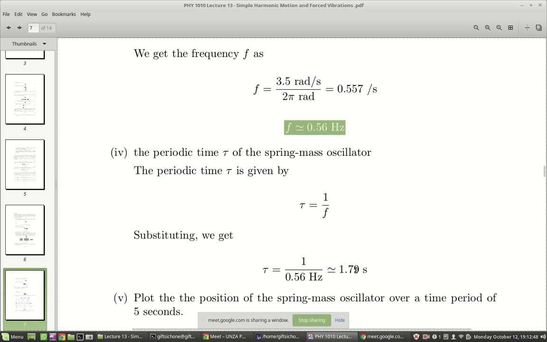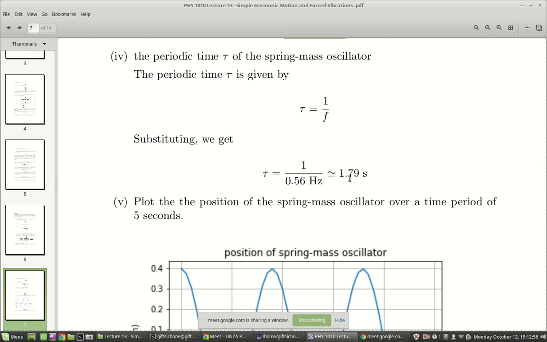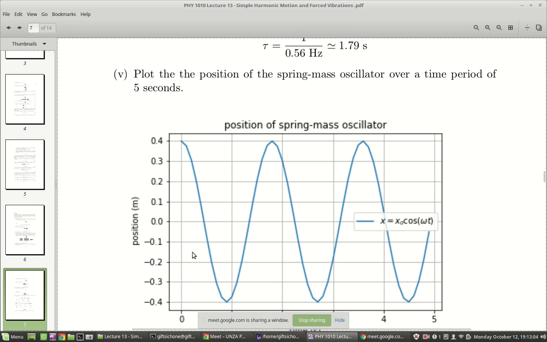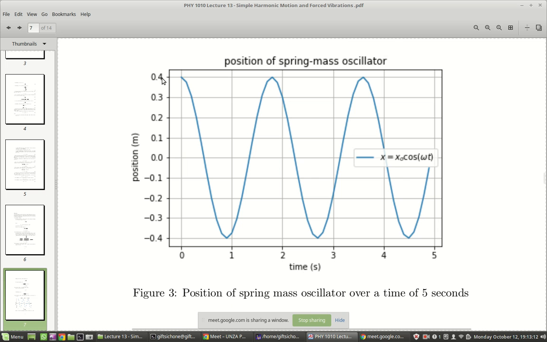So when you pull your mass from the equilibrium position, it will have a displacement of 0.4. When you let go of the mass, the spring is going to pull the mass. So as time passes, this is a graph of time and position. This is over a period of 5 seconds. What's going to happen over a period of 5 seconds?